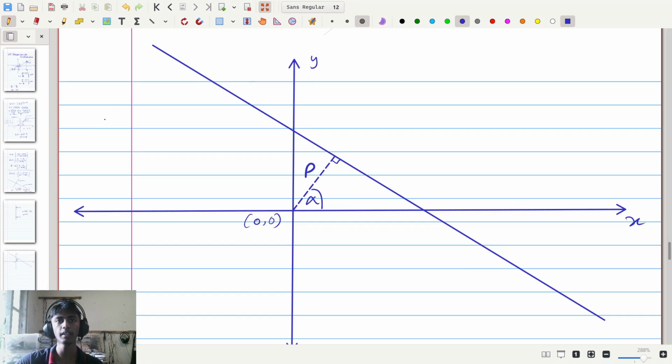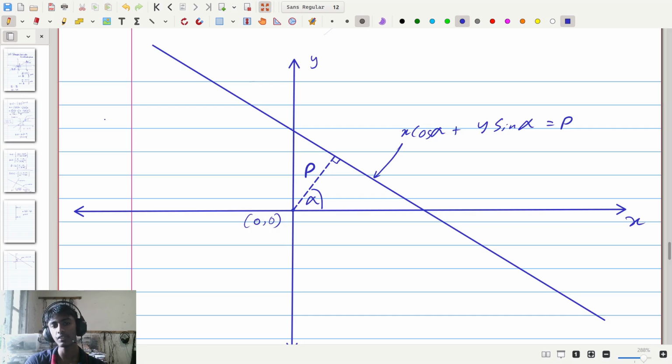Given a line, let's suppose that the perpendicular distance of that line to the origin is p. And let's also suppose that the angle that perpendicular makes with the x-axis is alpha. Given this, this line here is going to be given by x cosine alpha plus y sine alpha equal to p. This holds true for all alpha and p. So here we have another way to define a line.